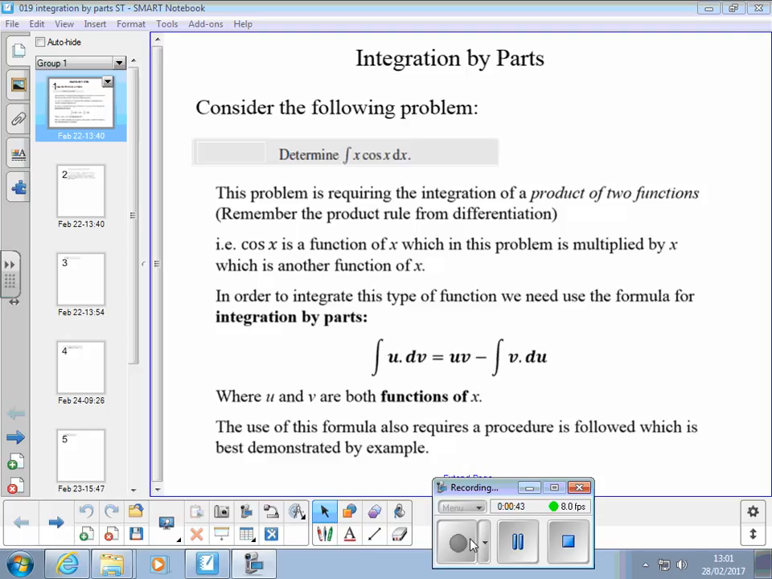Okay. So in order to integrate this type of function, we need to use the formula. What it says is the integral of u dv is equal to u times v minus the integral of v du, where u and v are both functions of x. So in this example, we'd set one of the two functions to u and the other function to dv, and then use the formula. Using this formula also requires a procedure to be followed.